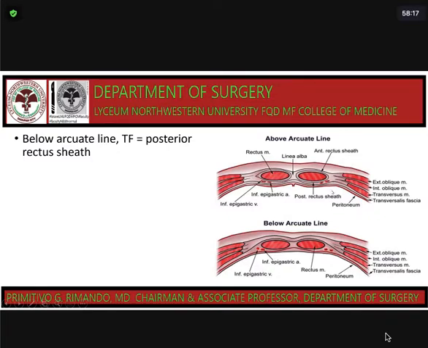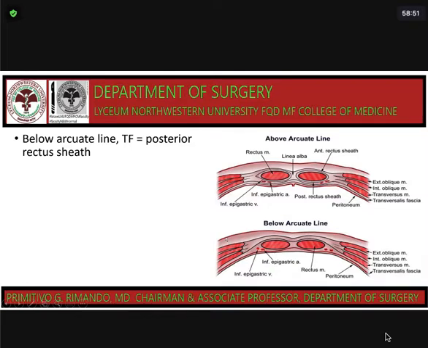And then your posterior rectus sheath is composed of the other half of your internal oblique muscle aponeurosis and your transversus abdominis muscle aponeurosis. So the important key there is the internal oblique muscle. Below the arcuate line, what happens?